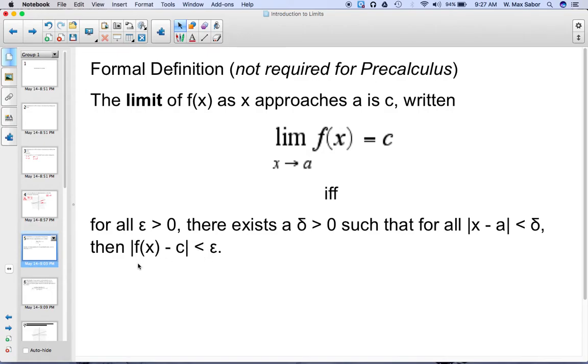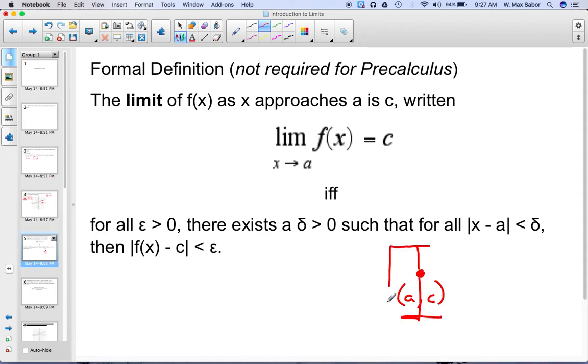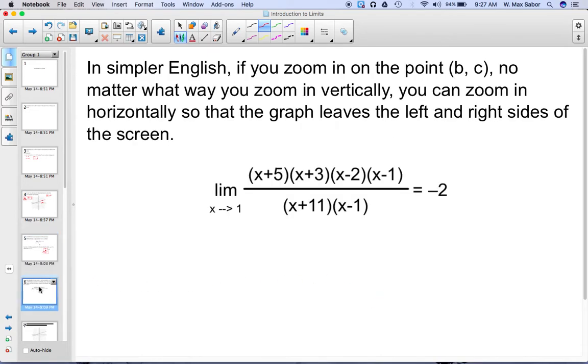What does that actually mean? Well, it means that if we have a point (a, c), for all the points of the function, no matter how far we look up and down, there's a way we can look left and right so that the graph comes through the left and the right sides of that. So in simpler English, if you zoom in on the point (a, c), no matter how you zoom in vertically, you can zoom in horizontally so that the graph leaves through the left and the right sides of the screen.